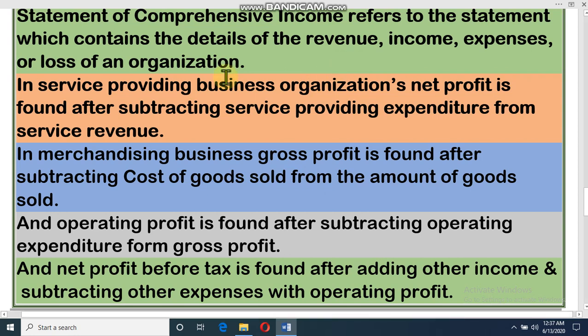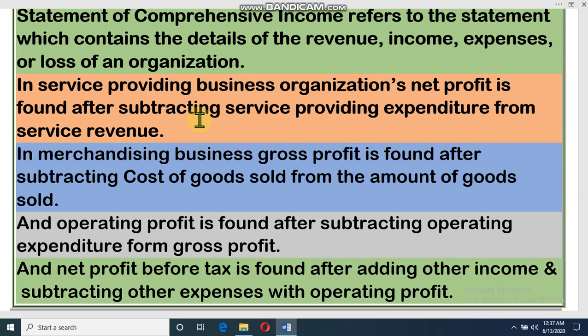Dear student, if it is a service providing business organization, net profit is found after subtracting service providing expenditure from service revenue. Dear student, you know service providing organization means there are some organizations which give service to their client. That means this is not a merchandising organization. They are not giving any goods to the client. Rather, they are giving service to their client. That's why it is called service providing organization.